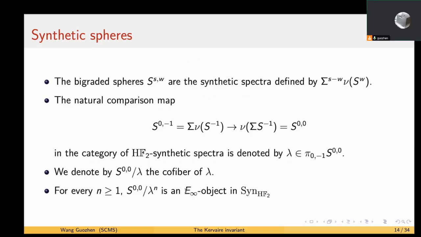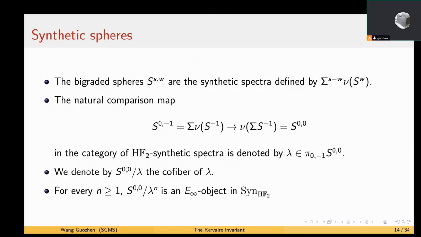We can define the bigraded synthetic spheres, written S with superscript a, w, to be the S minus W suspension of nu S^W. There is a natural comparison map from S^{0,-1}, which is a suspension of nu S^{-1}, which goes to nu of the suspension of S^{-1}, which is S^{0,0}. This lies in the category of HF2 synthetic spectra, and we denote this map by lambda, which is in the pi 0, minus 1 stem of the synthetic sphere.